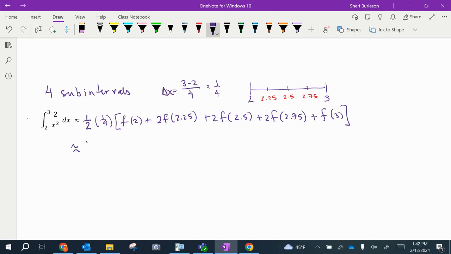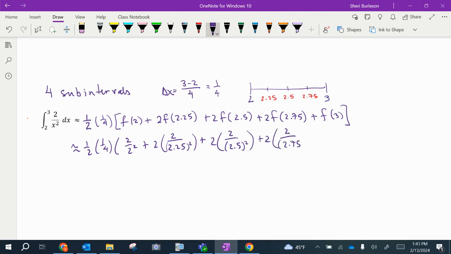So when I plug these in, 1/2 times 1/4 times 2 over 2 squared plus 2 times 2 over 2.25 squared plus 2 times 2 over 2.5 squared plus 2 times 2 over 2.75 squared, and then I have 1, which is 2 over 3 squared. And again, at this point, I could type this into the calculator on the AP exam. If you did not have to calculate further, you could stop there.